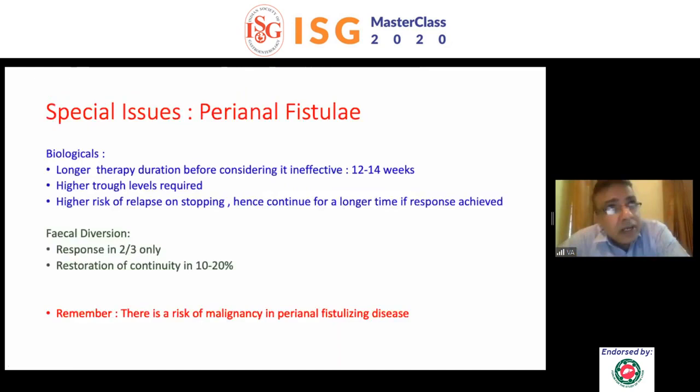In perianal fistula, the biologics take a long time to act. The quantum of inflammation is much more, 12 to 14 weeks. So higher trough levels are required. The relapse risks are higher when you stop them.